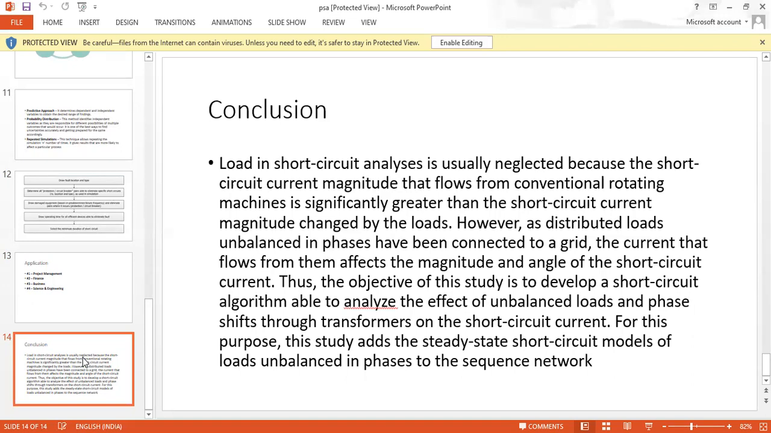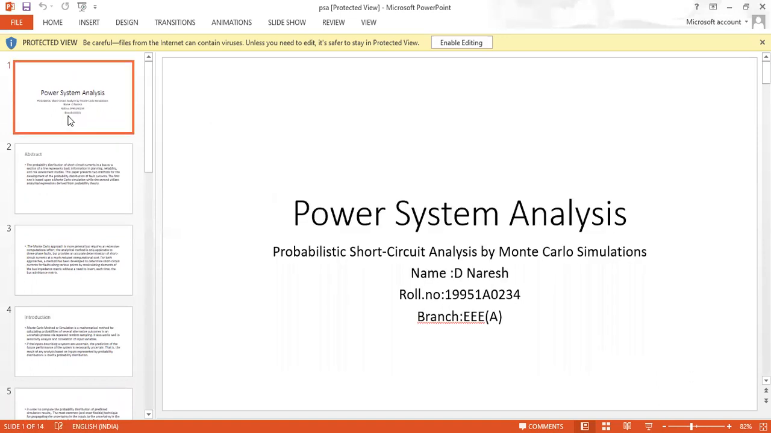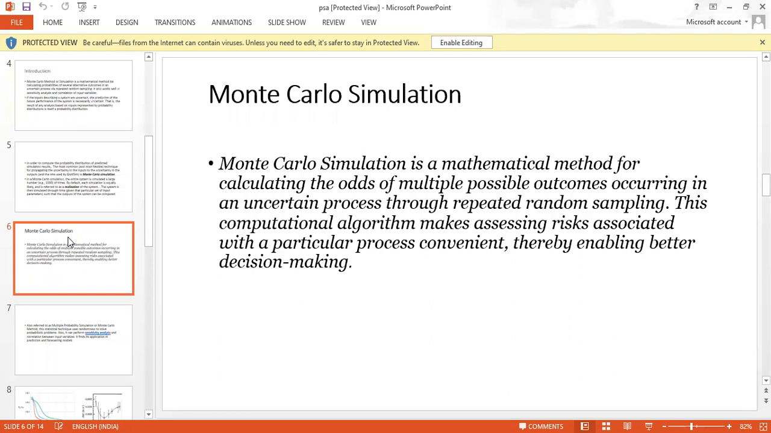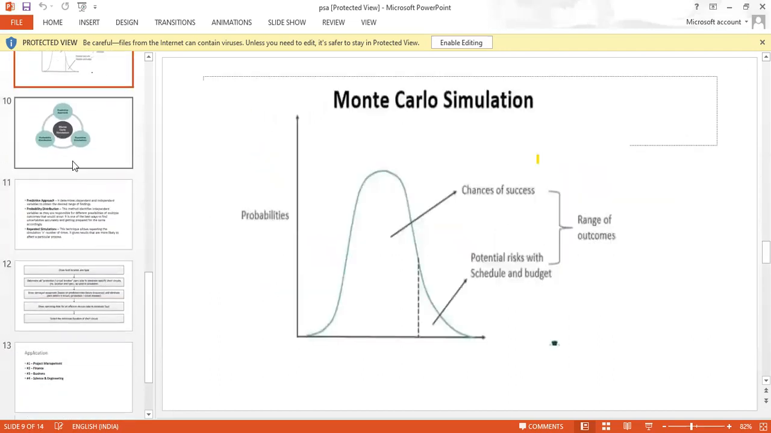For this purpose, this study adds the steady state short circuit models of the loads unbalanced in phases to the sequence network. That's what the Monte Carlo simulations and the probabilistic short circuit analysis are about. We have understood the abstract of this presentation, completed our introduction, and tried to state and understand what the Monte Carlo simulation actually is, and related graphs have been presented by us.